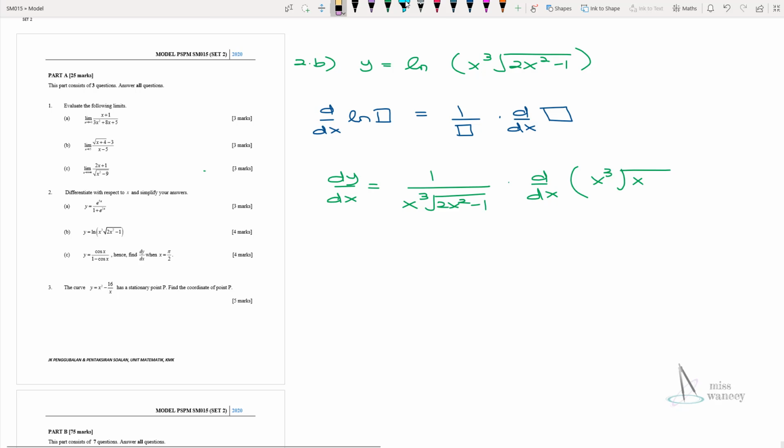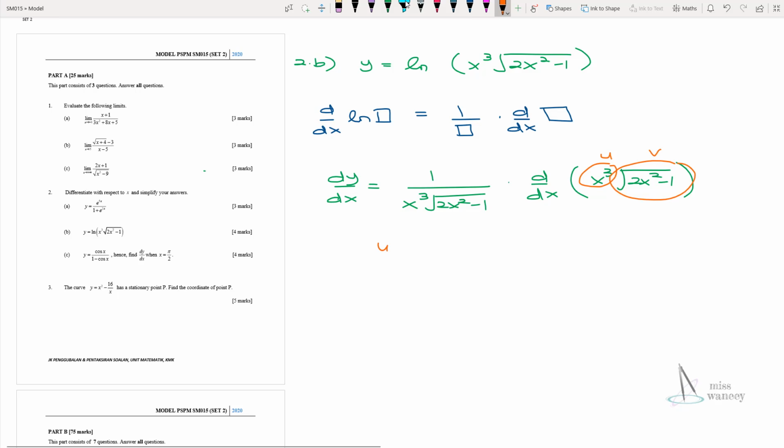So sekejap, nak kena adjust sikit. So 2x squared minus 1. Okay, so basically on the left hand side this is okay, 1 over x cubed square root of 2x squared minus 1, so yang sebelah sini okay. We just need to differentiate x cubed square root of 2x squared minus 1. So obviously you need to use a product rule for this. So one of them is a u, another one is a v, so we're gonna use the product rule.